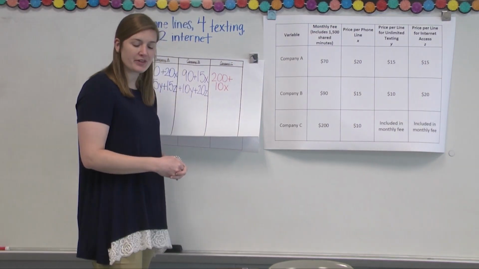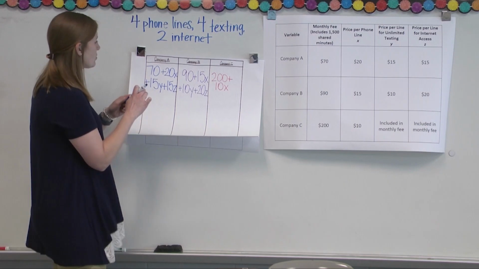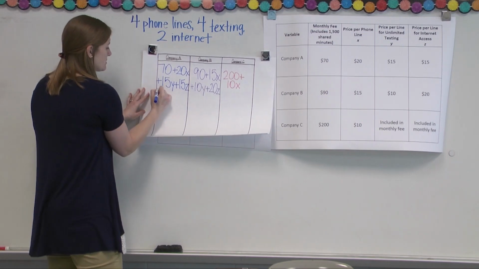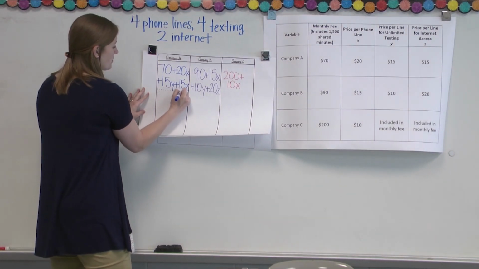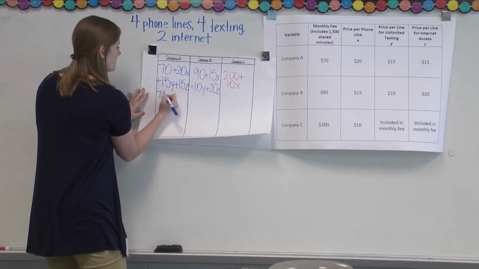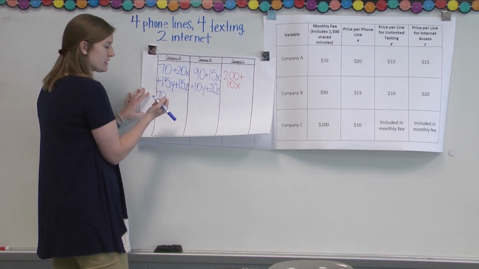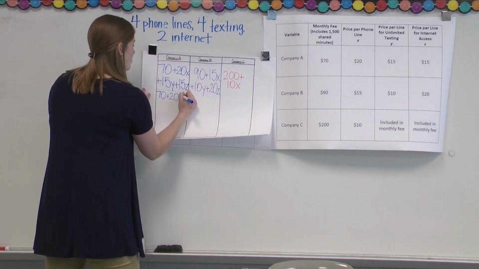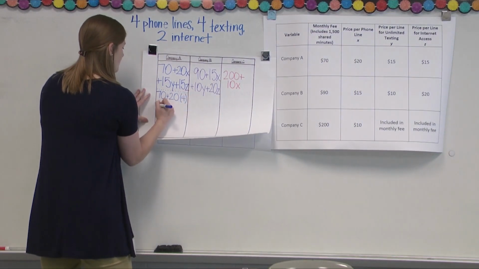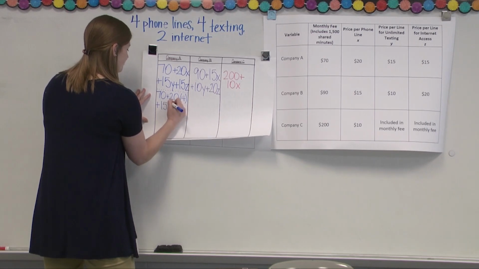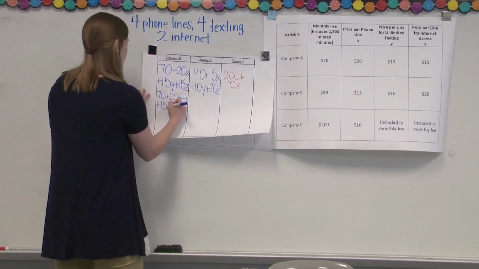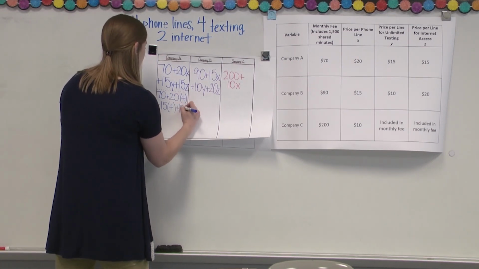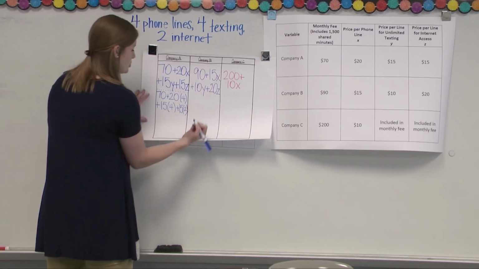So I'm going to help you out with company A to start out with. So let's go back to our expression for company A. Again, it's an expression, not an equation, so there's no equal sign here. So let me section this off. So for company A, we're going to have the $70 fee for the 1,500 shared minutes, plus $20 for every phone line, and we're going to have 4 people that want phone lines, plus $15 for every line with unlimited texting. We also have 4 of those, plus $15 for every line with internet, and we're going to have 2 of those.